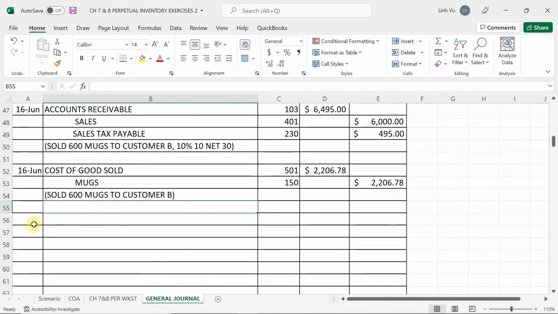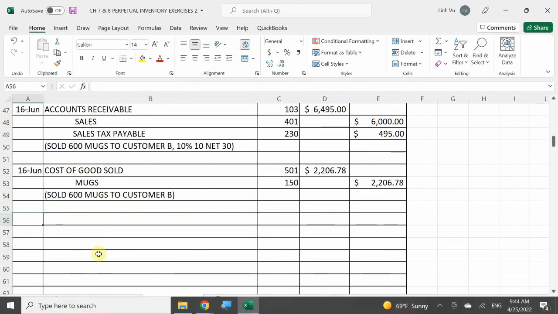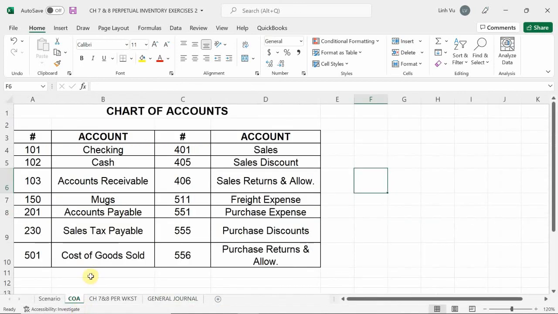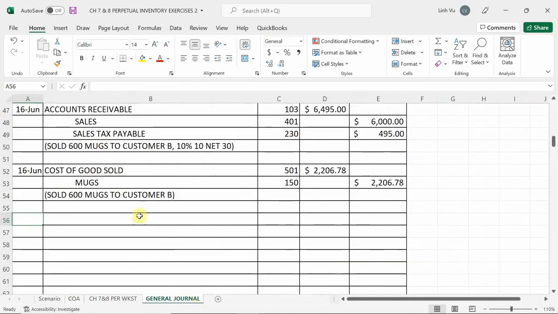So how do I do a refund? Let's look at my chart of accounts. This is customer B is returning. Sales returns and allowance. Correct. What else do we have to give back? Sales tax. And how did customer B pay me? On an account. So therefore, we have to undo the account receivable. So sales returns and allowance is 405.